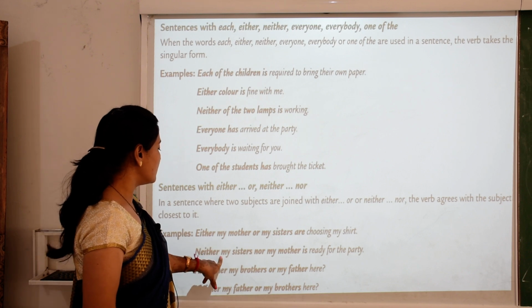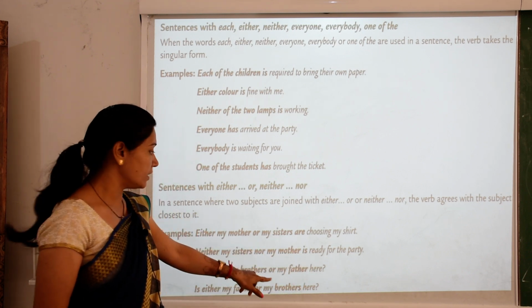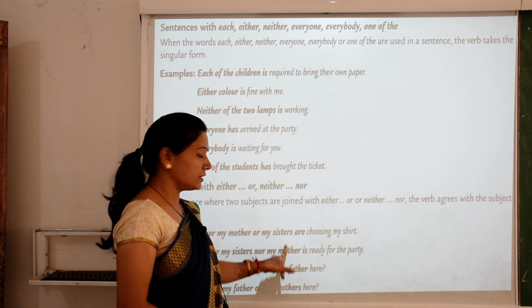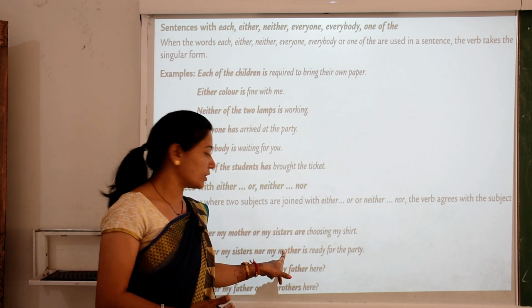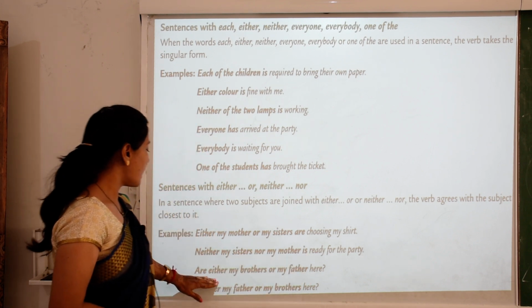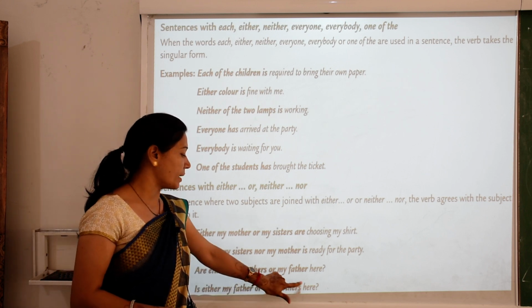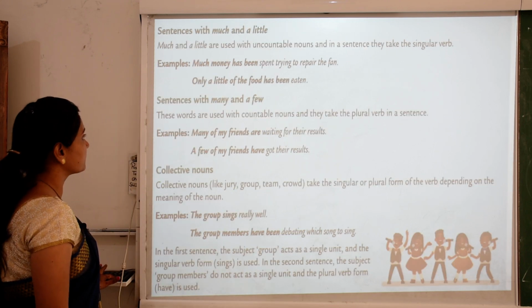Let's read the next. Neither my sisters nor my mother is ready for the party. So here, as you can see, my mother is in the singular form. So we have to write the verb in the singular form. Are either my brothers or my father here? Is either my father or my brothers here?